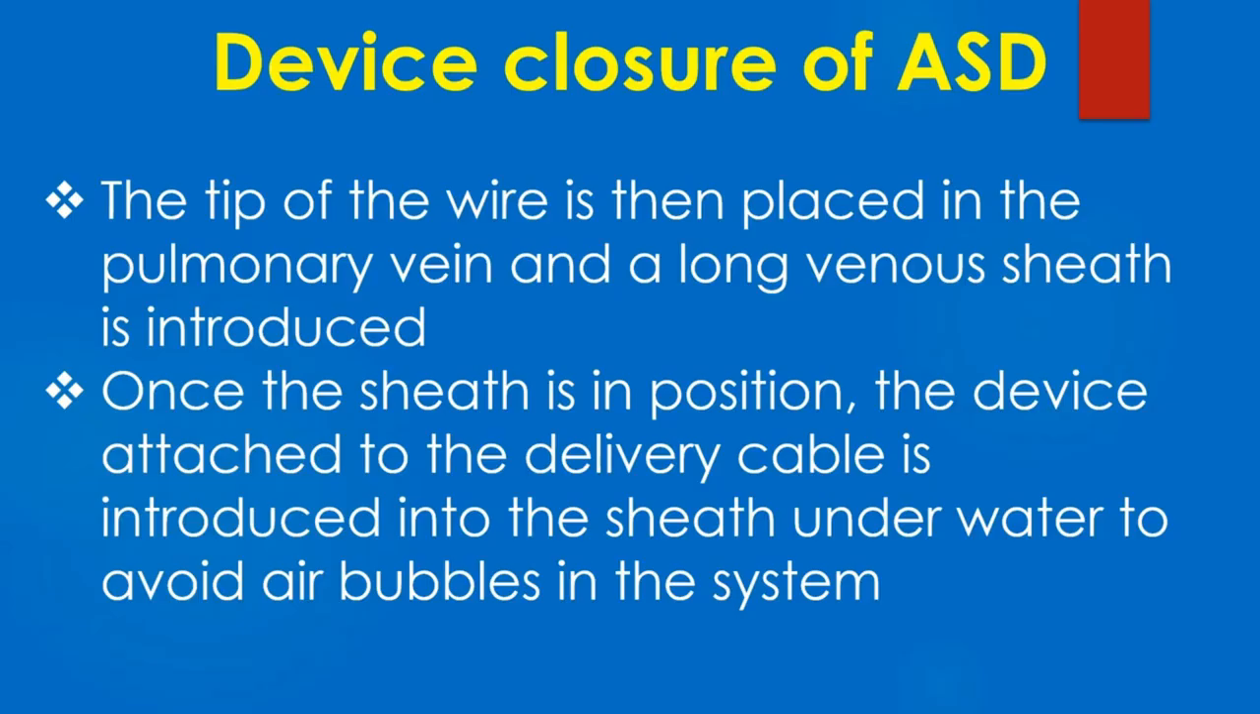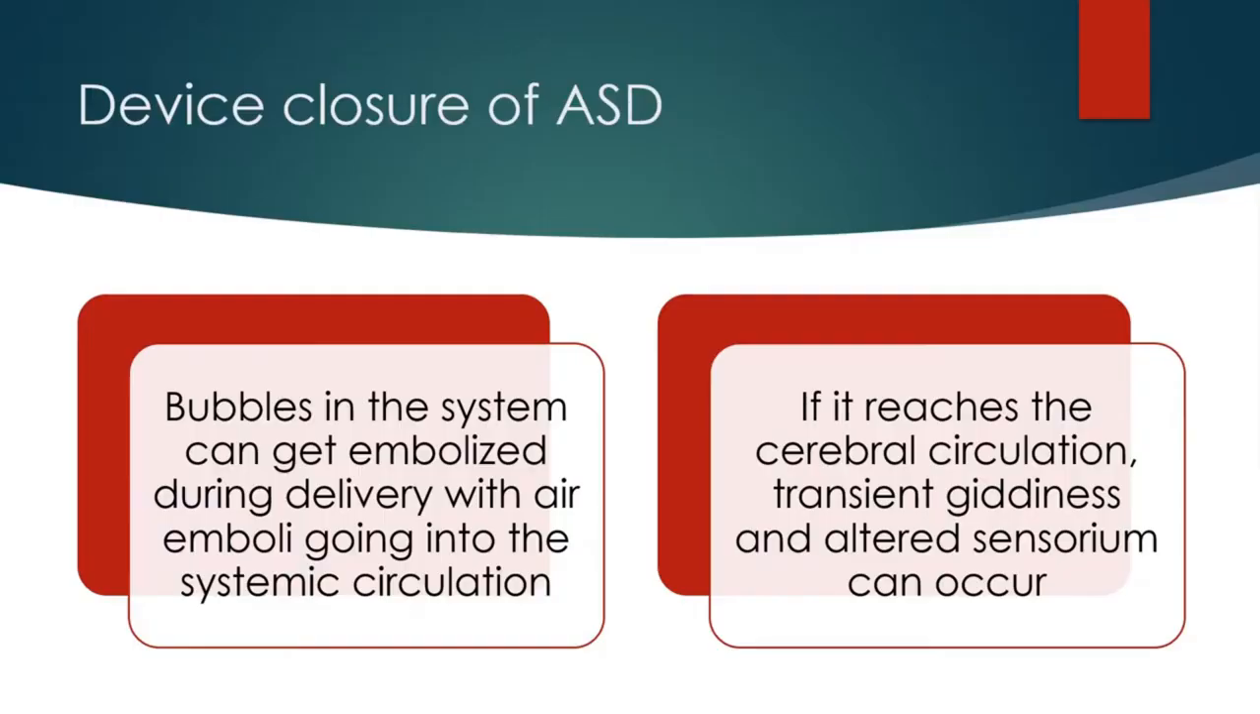Once the sheath is in position, the device attached to the delivery cable is introduced into the sheath under water to avoid air bubbles in the system. Bubbles in the system can get embolized during delivery, with air emboli going into the systemic circulation.